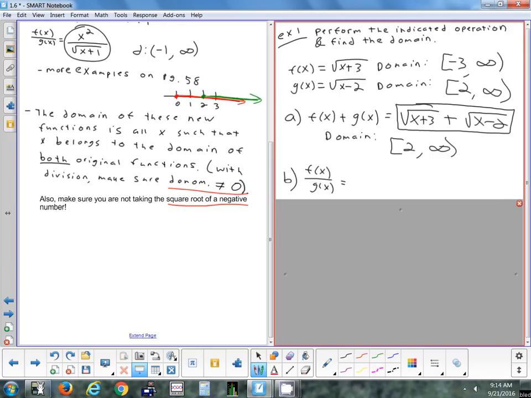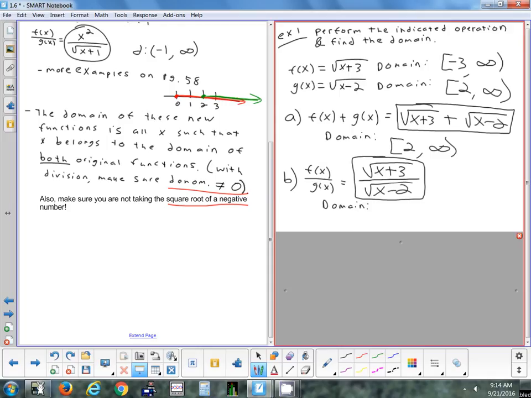All right. How about, John, what would it look like if I wrote f of x divided by g of x? Do the square root of x plus 3 on the numerator, and then the square root of x minus 2. All right, good. So that's my function. And now I want to know the domain. So the domain is already limited to at least between 2 and infinity, okay? Because those are the only numbers that work in both.